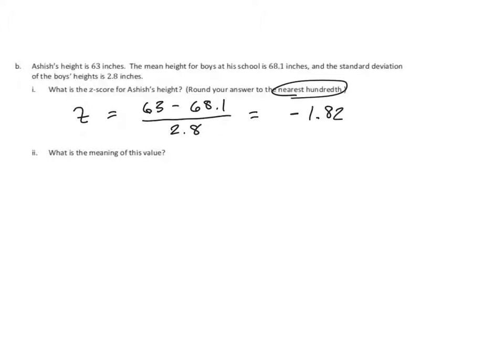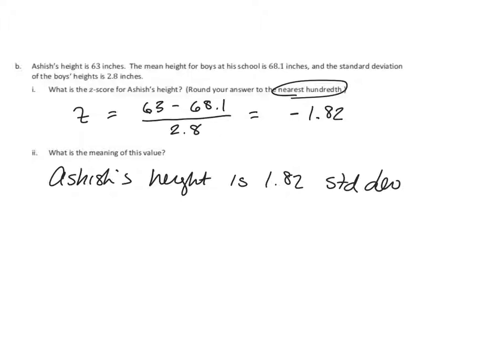Okay, we're negative, right? So the meaning of this value is Ashish's height is 1.82 standard deviations below the mean for boys at his school.